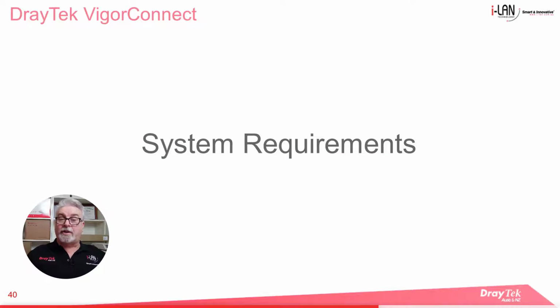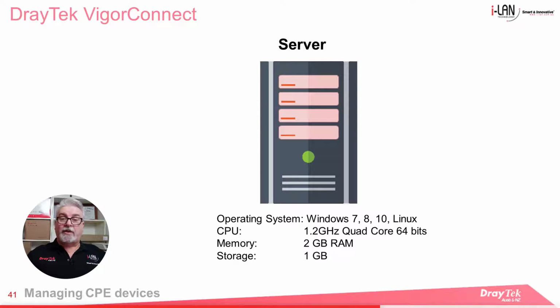We'll now look at the system requirements to run VigorConnect. For the server, you'll need a PC running Windows 7, 8, 10 or Linux. Linux was added in the latest release, version 1.5.2. Minimum CPU 1.2 GHz quad-core 64 bits, minimum memory of 2 GB and at least 1 GB of storage.